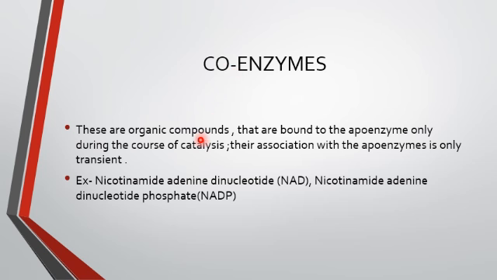Coenzymes. These are organic compounds that are bound to the apoenzymes only during the course of catalysis, when they are participating in the reactions. Their association with the apoenzyme is only transient, meaning changeable. Examples are nicotinamide adenine dinucleotide, that is NAD, and nicotinamide adenine dinucleotide phosphate, NADP, which act as the energy currencies of our bodies.